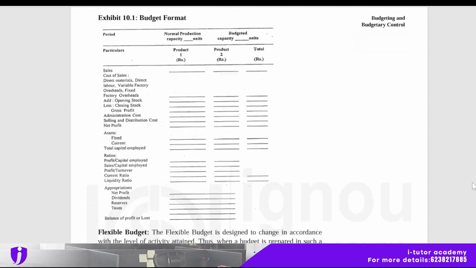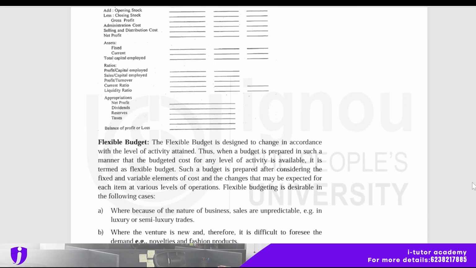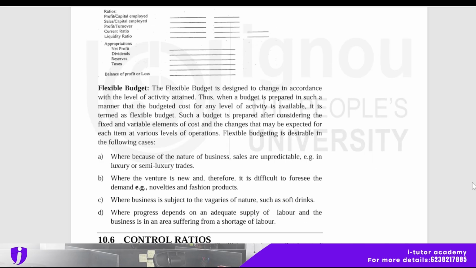And here is an exhibit, a budget format, and flexible budget. The flexible budget is designed to change in accordance with the level of activity attained. Thus, when a budget is prepared in such a manner that the budget cost for any level of activity is available, it is termed as flexible budget.